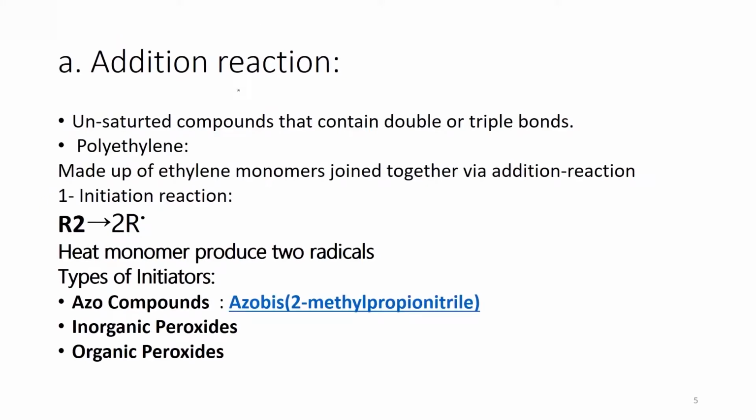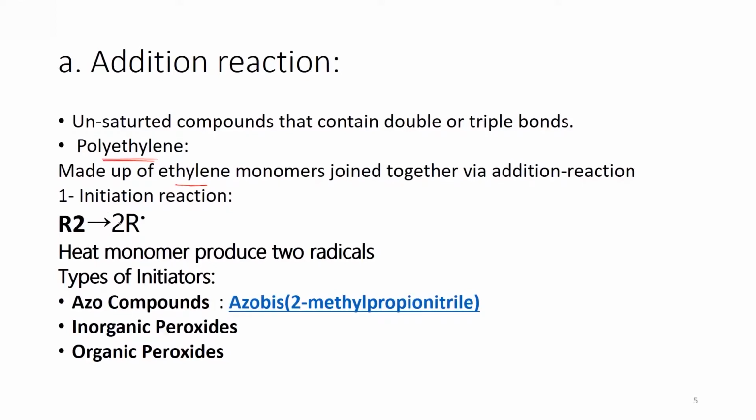Here you could see that in an addition reaction, unsaturated compounds that contain double or triple bonds, we will break this bond and form a saturated longer chain, where we will add those monomers together. Similar to that, polyethylene is made out of ethylene monomers that are joined together due to the breaking of the bond between the two ethylene carbon atoms.